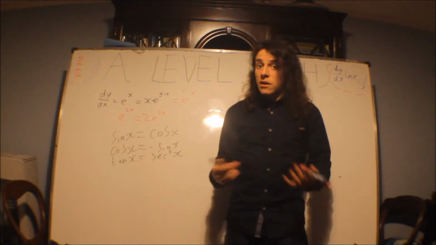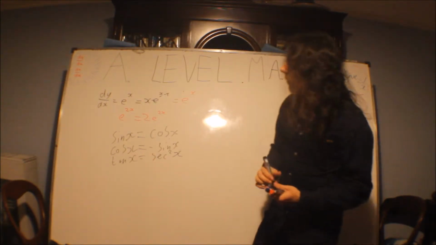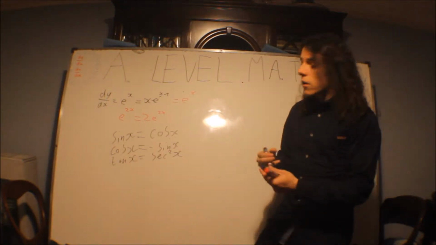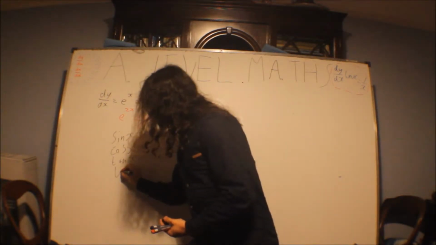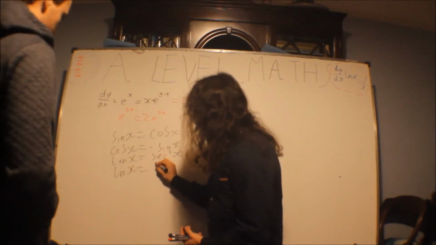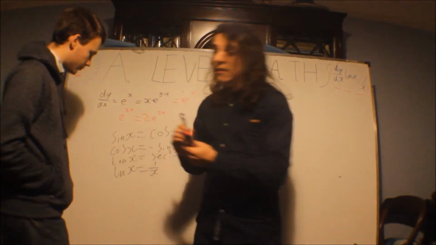If you don't know how to do that, check out our trigonometry video, we nail that quite well. Also, we have to differentiate ln x. If you differentiate ln x, you get 1 over x. These are all things you need to know.